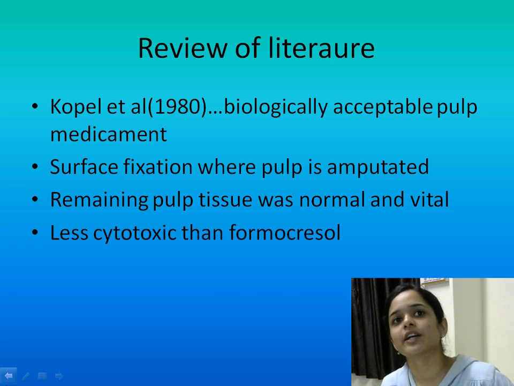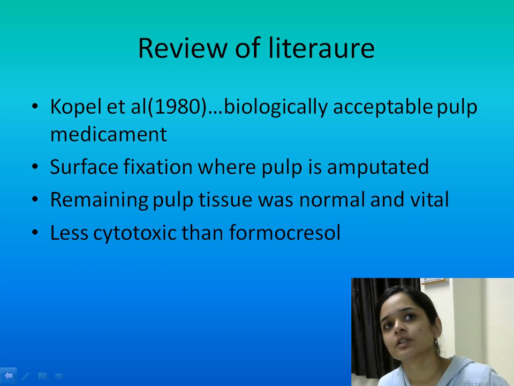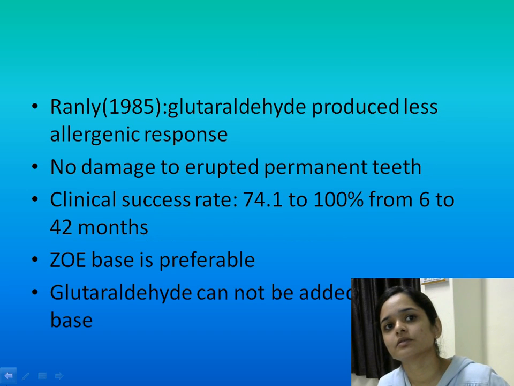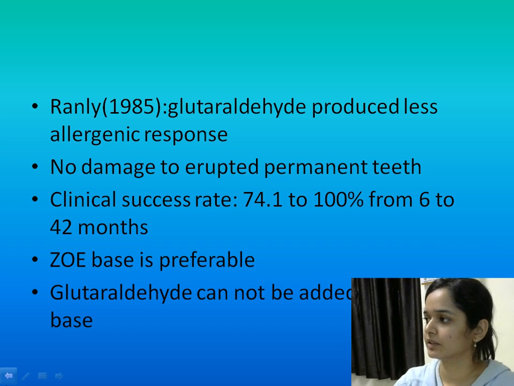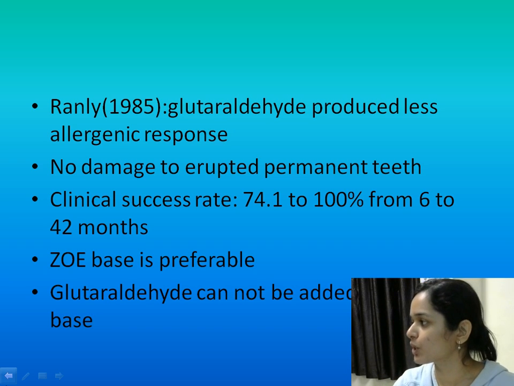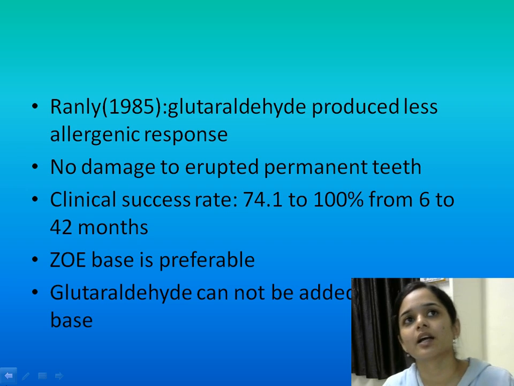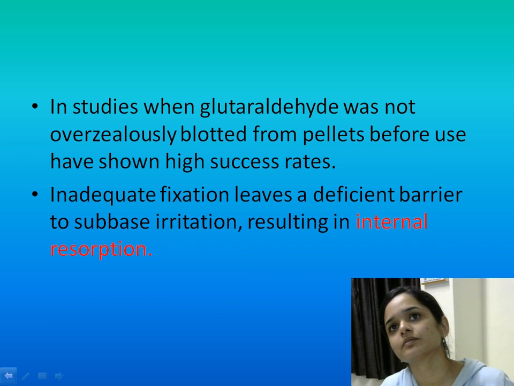Review of literature, I don't think should be needed. I will just tell if anything is important among the review. No damage to erupted permanent teeth. That you can correlate with the fact that it is less likely to diffuse out of the apical foramen because of its larger molecular size.